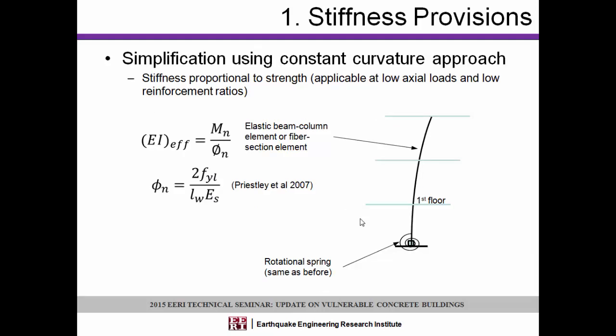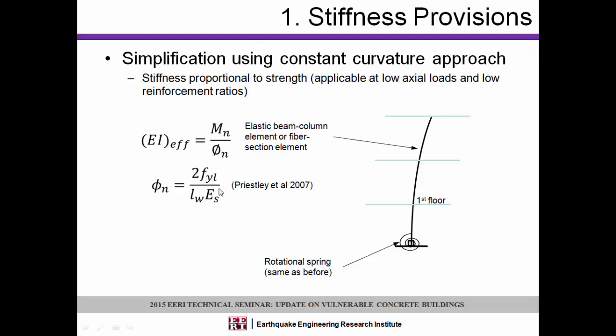We also simplified it a little bit for those of you that don't want to do moment curvature. If you have one wall, that's one thing. If you have 20 walls, it adds up to a lot of computation. We pulled up something from Priestley's work. It's a constant curvature approach. What Priestley found is that at low axial loads and low reinforcement ratios, which is a lot of the older walls you see around, the curvature at yield is relatively constant. And the equation for that curvature at yield or at nominal strength is given by this equation.